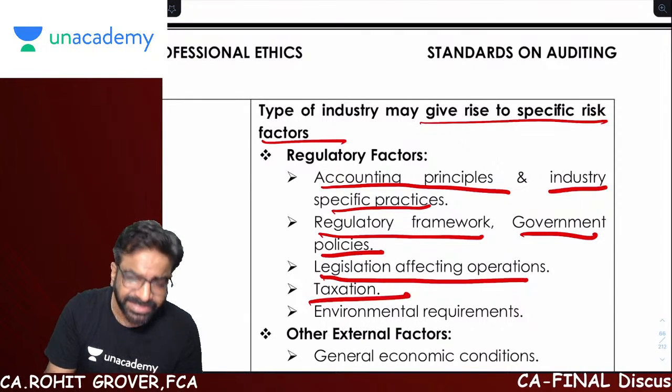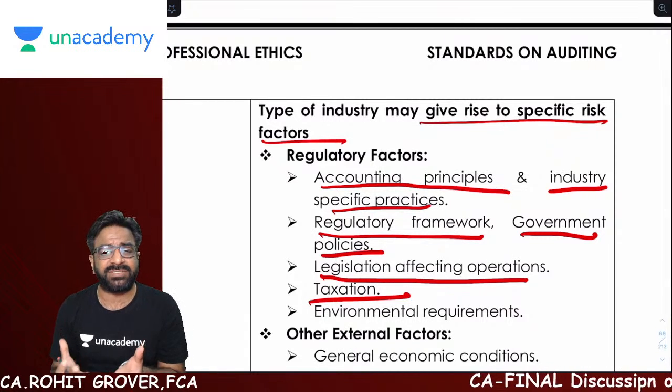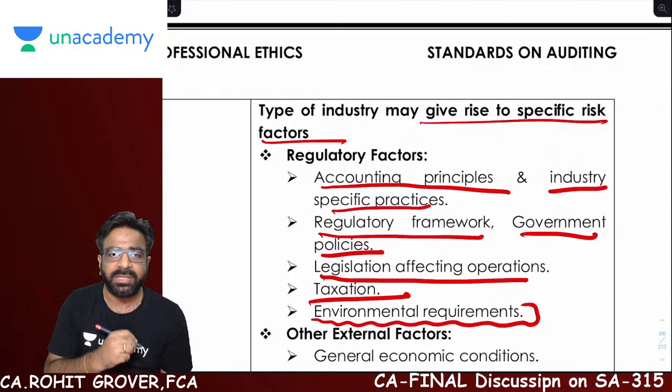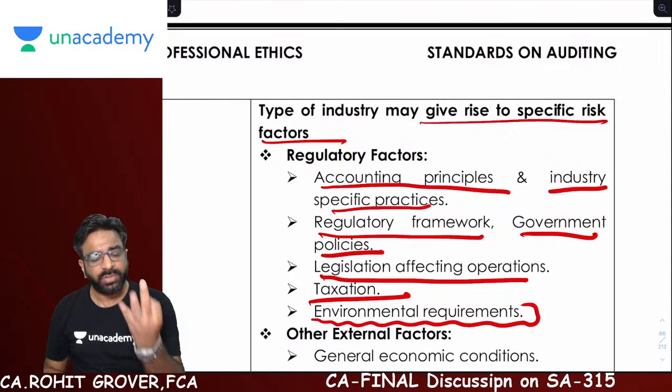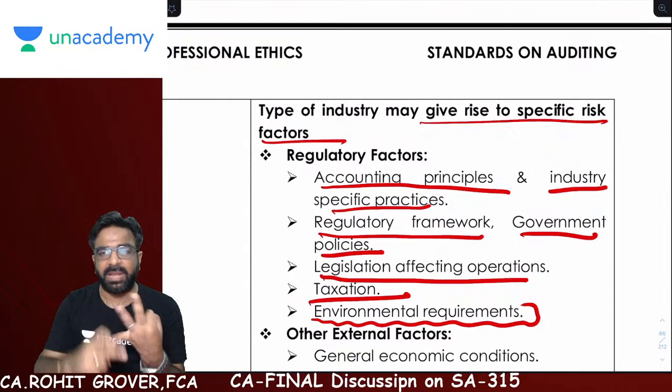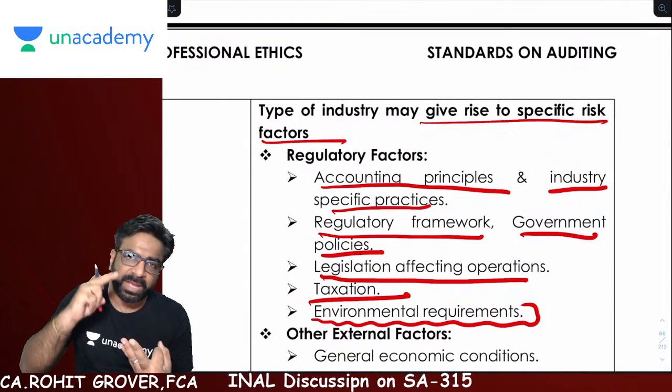And what is the taxation liability of the entity? What kind of taxation is your entity paying? And what are the environmental requirements? Are you getting the point? These are known as regulatory factors. So what are the three types of factors you have to understand? Industry factors, regulatory factors, and the other external factors.